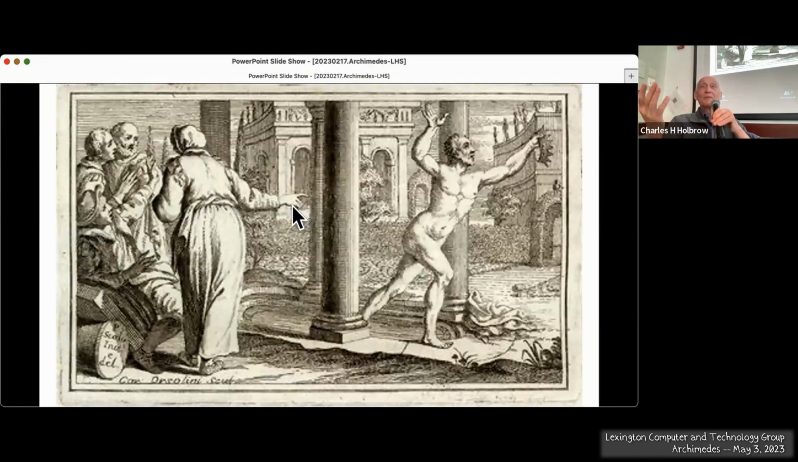But of course, the question before us is, how is it that Archimedes' principle actually works to get us through the question of who did the goldsmith cheat?